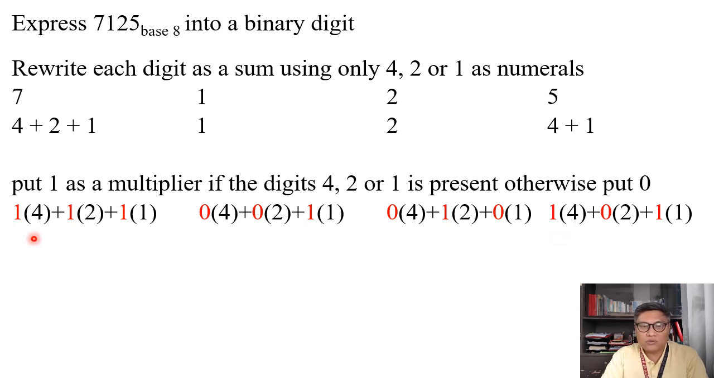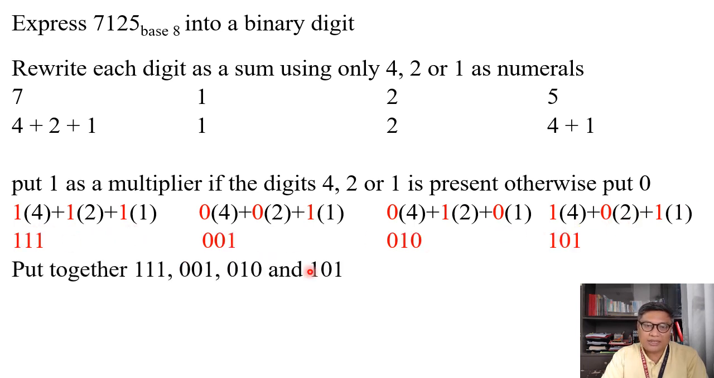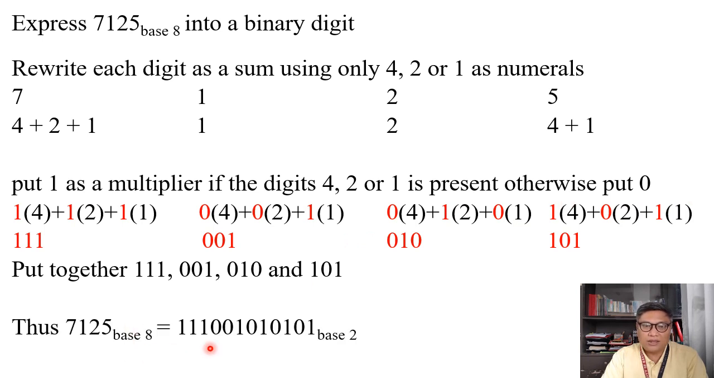Then if you're going to get now the ones and the zeros being multiplied to these digits, okay, then we are going to combine them or put them together. Then that will be the result, class, of 7125 base 8 when converted into a binary. Of course, we have a 12-digit binary number here. So we have 111, 001, 010, and 101 in base 2.